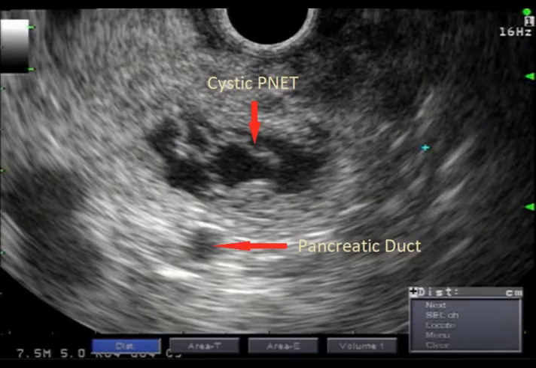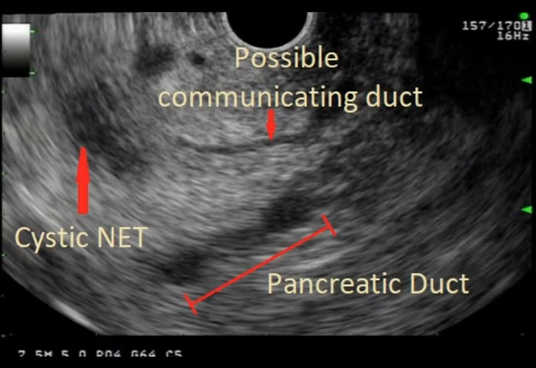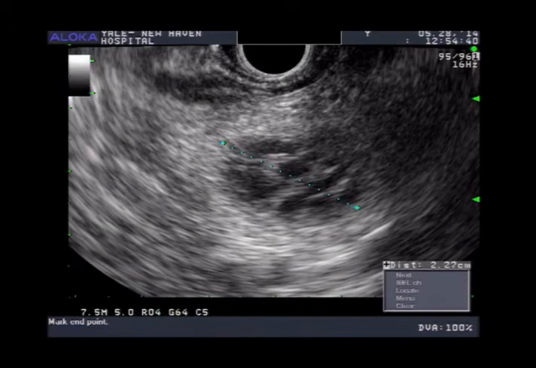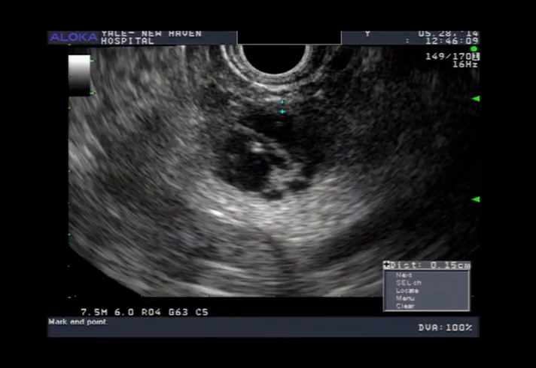On EUS, multiple hyperechoic septations are seen within the cyst, with a thickness between 1.5 to 2.5 mm, a thickness greater than typically seen with serous cystadenomas. From another angle with EUS, a pancreas side branch is seen coursing towards the cyst, which is more typical of a side branch IPMN. The cyst appears differently depending on the angle from which it is viewed with EUS.